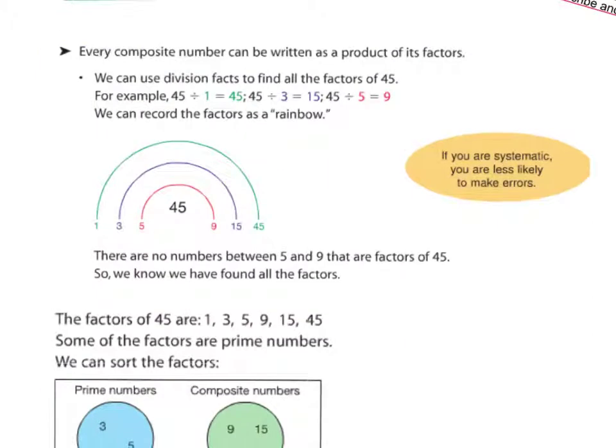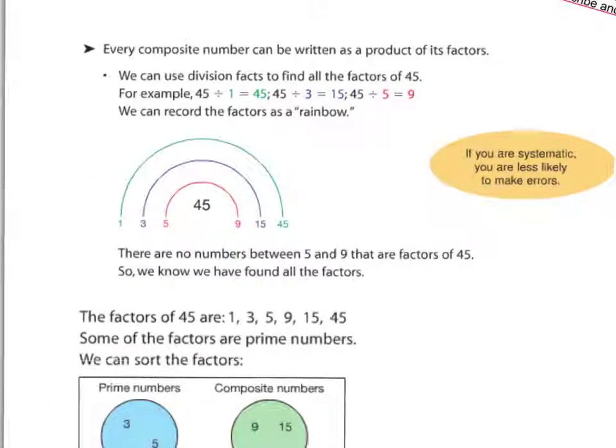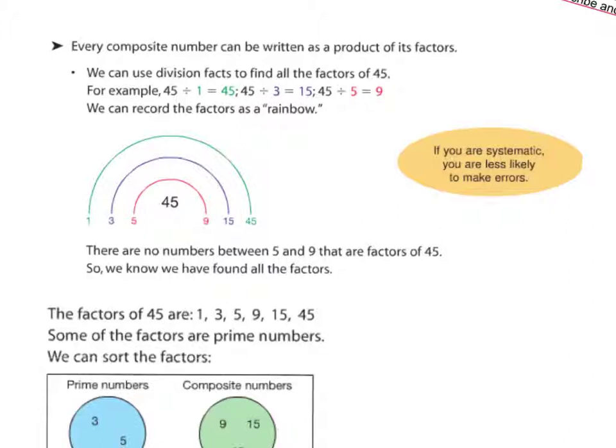One of the most successful ways that I have found to write a number as a product of its factors is to use a factor rainbow. So here we have factors of 45. 1 and 45 are multiplied to equal 45. 3 and 15 multiplied to equal 45. And 5 and 9 multiplied to equal 45. So we have them as a rainbow so that we are making sure that we have all of the ones that we can find.